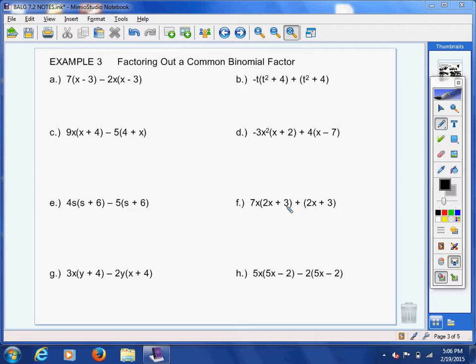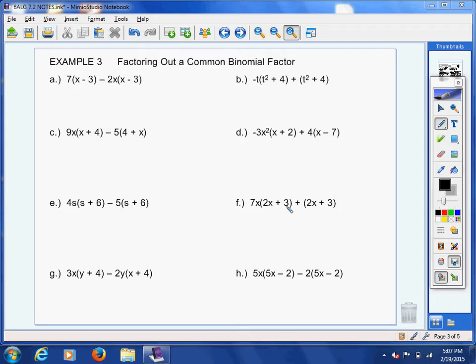We're going to talk about section 7.2, example 3, and I am going to teach you today how to factor out a common binomial factor. So it is possible that your GCF is actually a quantity that has more than one term in it. I'm going to demonstrate it to you, and I think you're going to find it to be very, very easy.